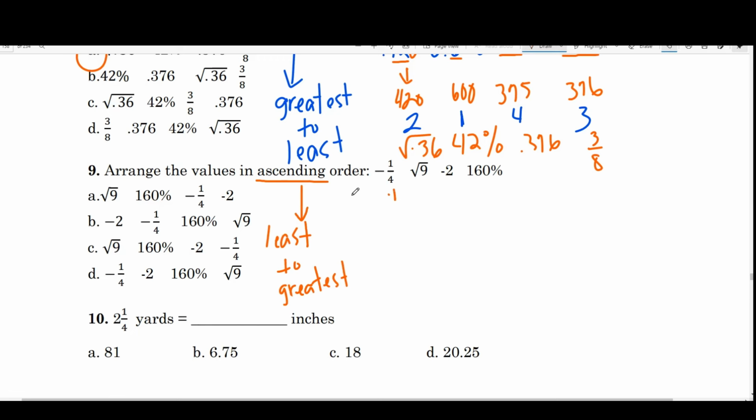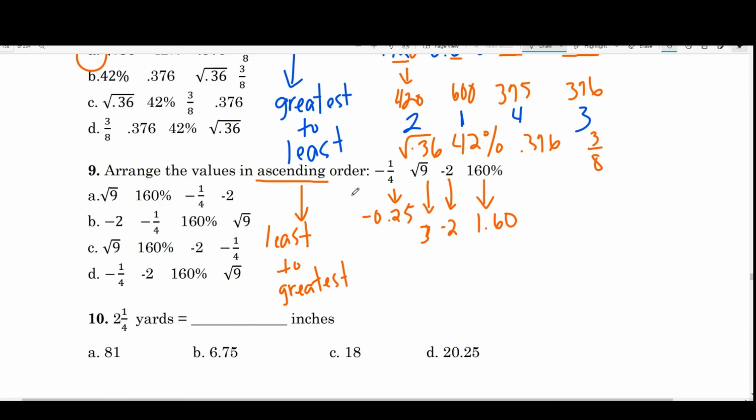All right, so -1/4 would be -0.25. The square root of 9 would be 3. -2, we would just leave as is. And then 160% will give us 1.60.